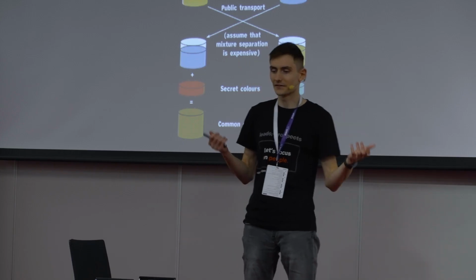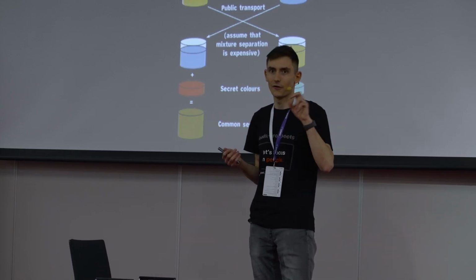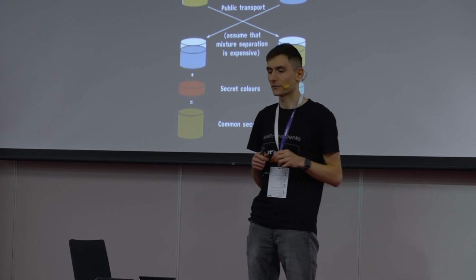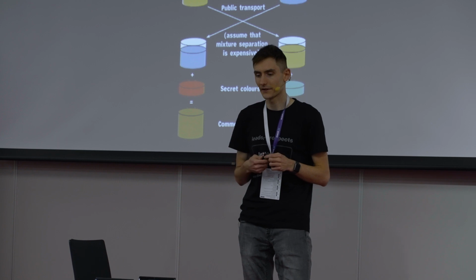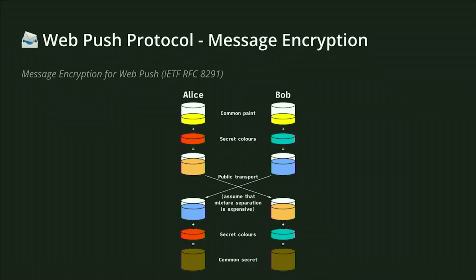So you actually have this common paint. This is this auth part. So it's this common information. Then we have the secret colors, that are the secret private keys. We don't exchange them. Then we have the public keys. And as you can see, the public keys are created by combining this common information with our secret information.